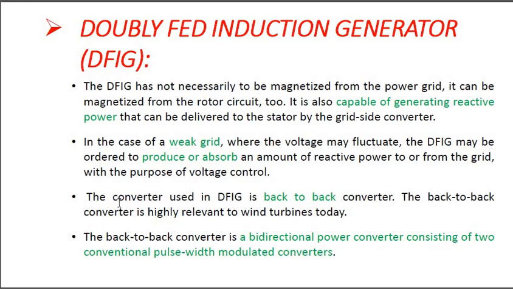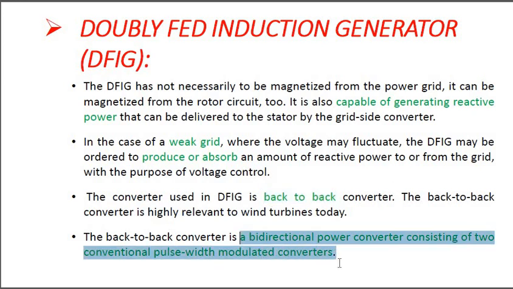The converter used in DFIG is a back-to-back type converter. The back-to-back converter is highly relevant to wind turbines today. The back-to-back converter is a bidirectional power converter consisting of two conventional pulse width modulated converters. So a back-to-back converter is nothing but a bidirectional power converter consisting of two conventional PWM converters.